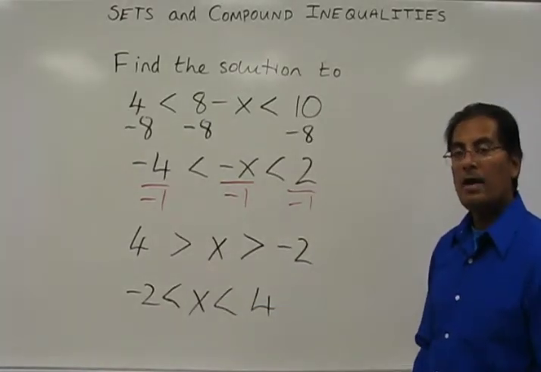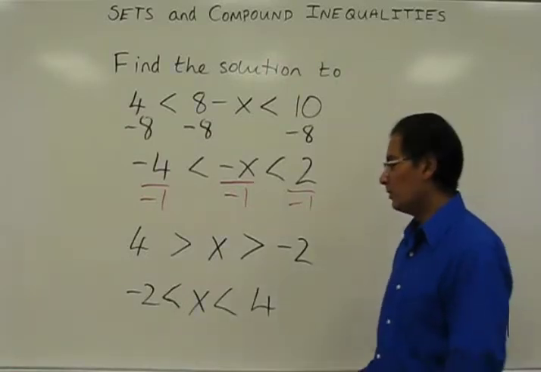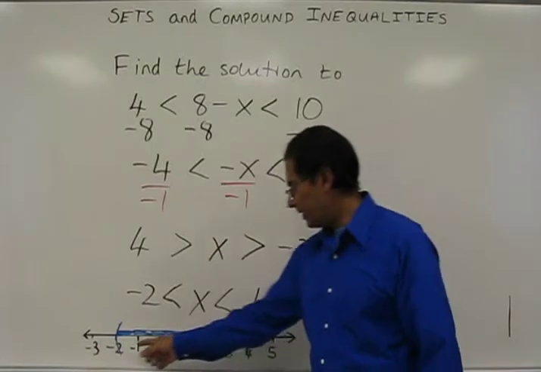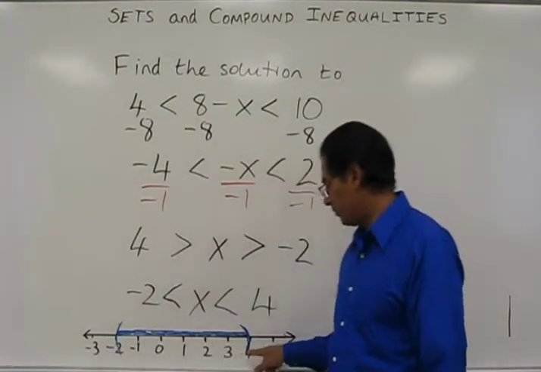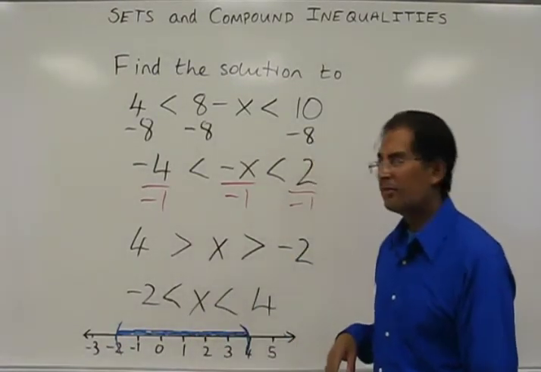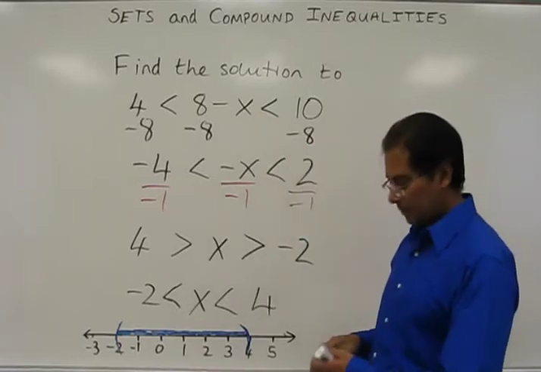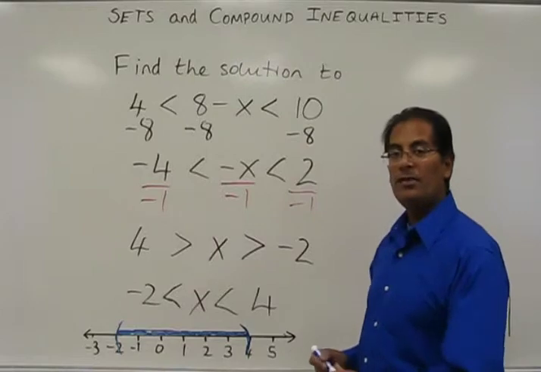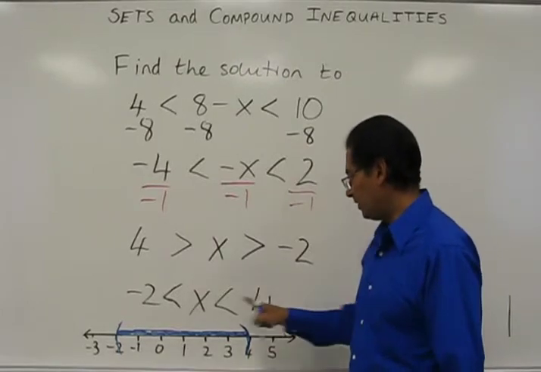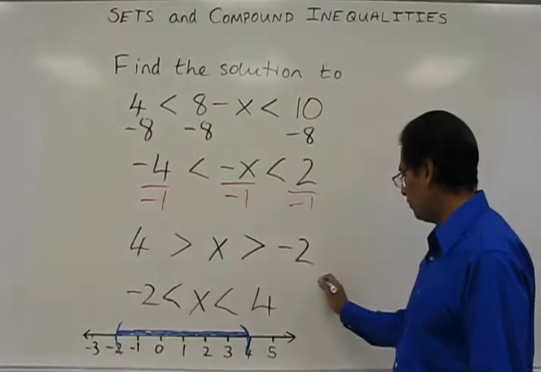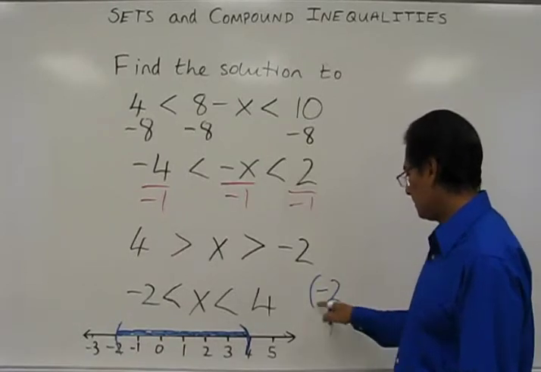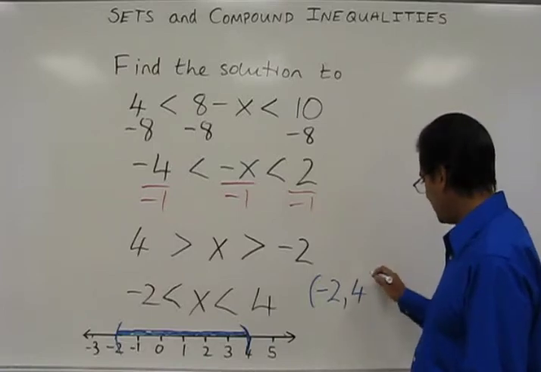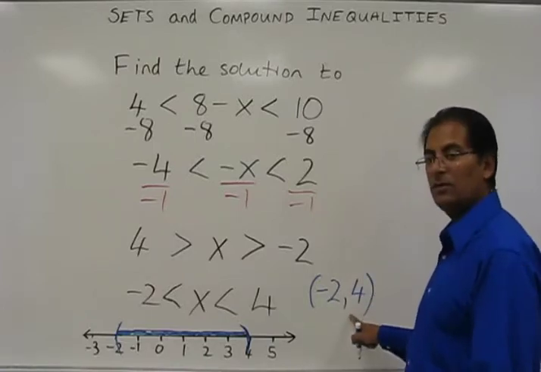So now we want to graph this. We need to draw a number line, like so. And in our graph we have from negative 2 to 4 highlighted, and that's the solution to this compound inequality. Now we can write this in interval notation. How would we write this in interval notation? We have the set of numbers between negative 2, parentheses, because we're not including negative 2, and 4, close parentheses, we're not including 4.